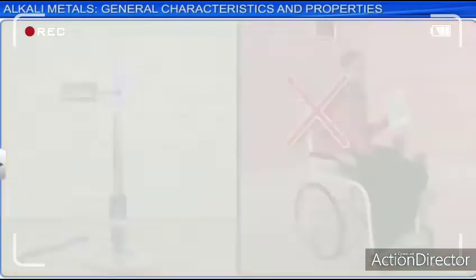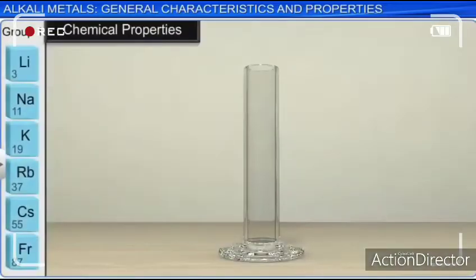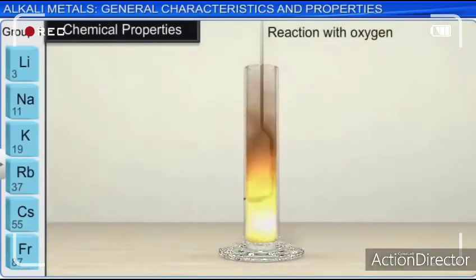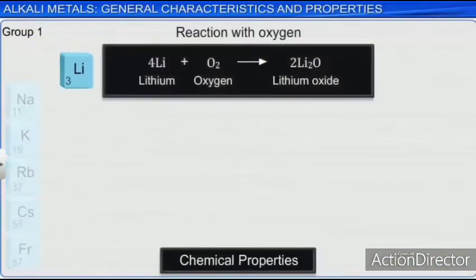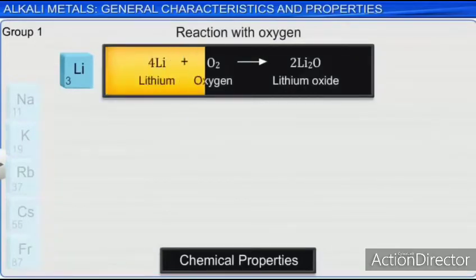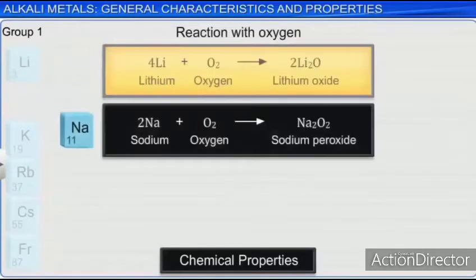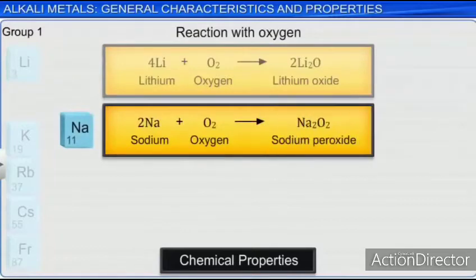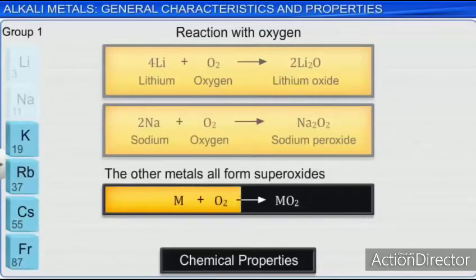Let's discuss some chemical properties of the alkali metals, starting with their reactions with oxygen. They all react vigorously with oxygen. They don't all form the same kinds of oxides though. Lithium reacts with oxygen to form a simple oxide, Li2O. Sodium forms sodium peroxide, Na2O2. The other metals all form superoxides, for example, CsO2.